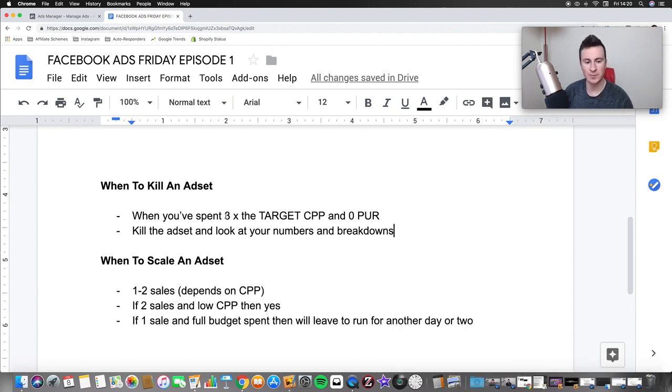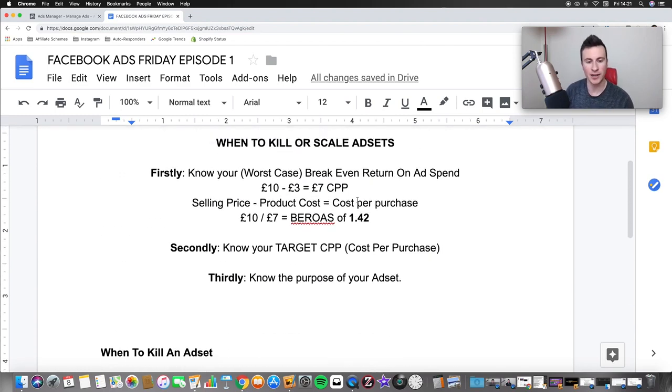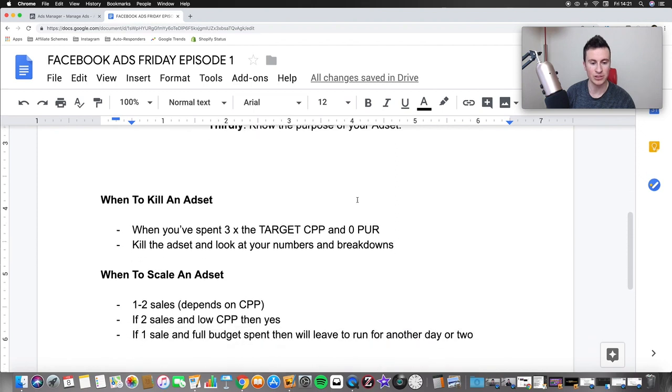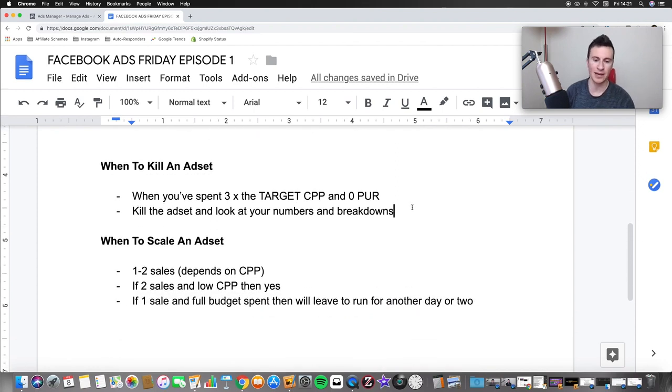When you've spent 3 times the target cost per purchase and you have 0 purchases, to me that is a signal where you need to stop the ad set and start looking at the numbers to see exactly what is happening, and whether you think you can build something out of it, or whether it's just a lost cause and you need to switch it off completely. Taking our example of £7 cost per purchase, if you've spent over £21 and you've got 0 purchases and 0 add to carts, to me that's a red flag. That's a really bad sign. You should be able to spend 3 times that cost per purchase and at least get some add to carts.